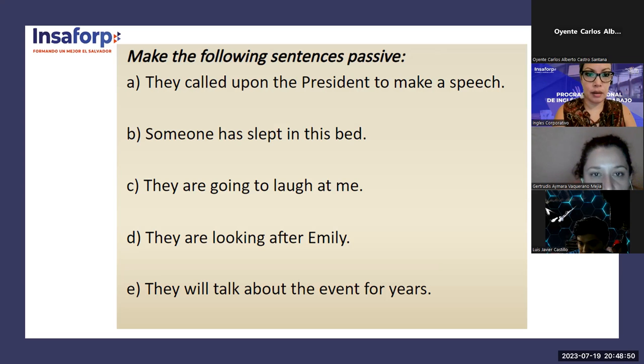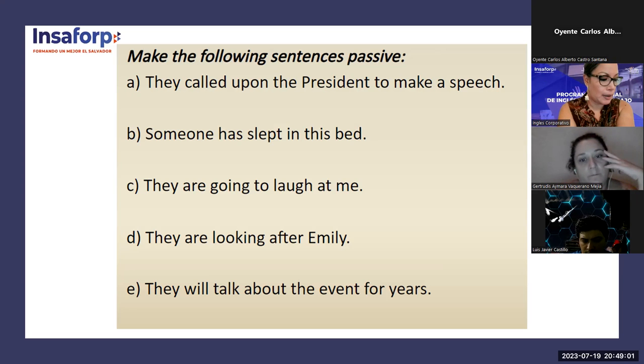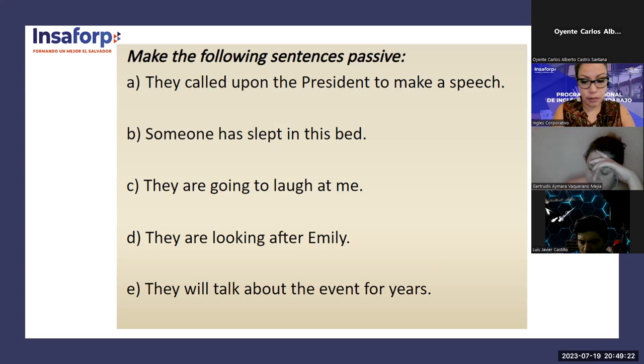Nos quedaría the president, and it says was called because it's simple past. The president was called upon to make a speech. Okay, and there it is, the first one. I put it in the chat. The president was called upon to make a speech.